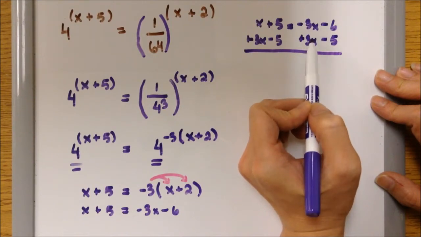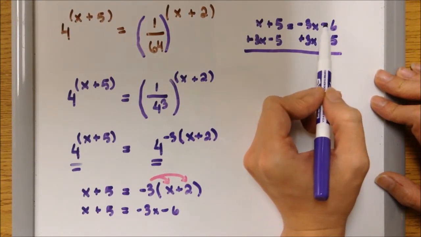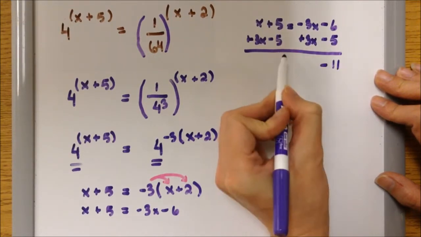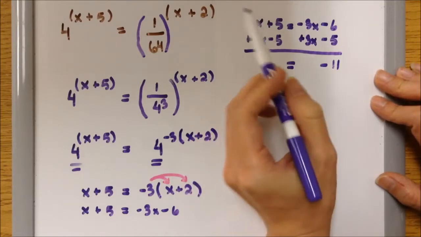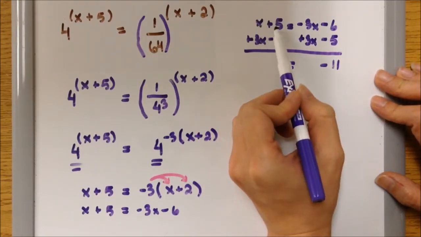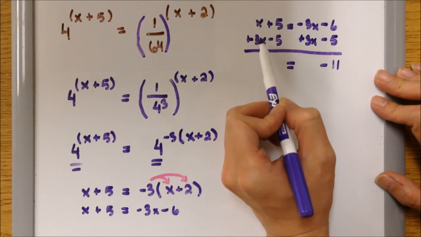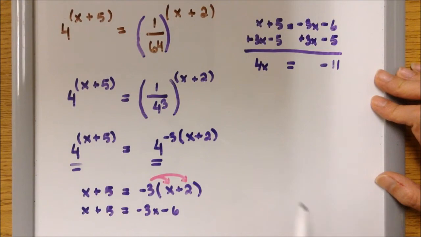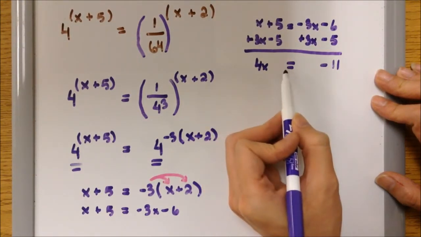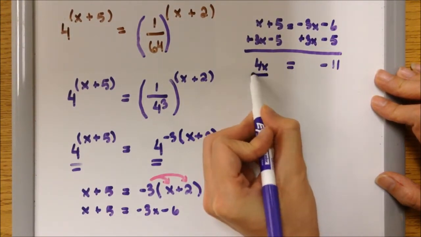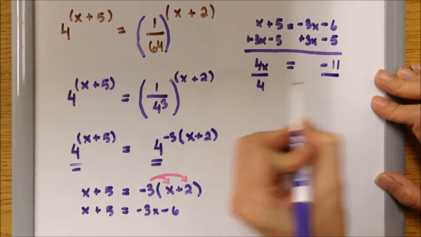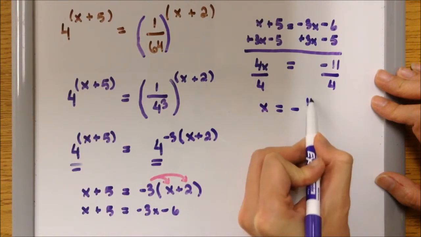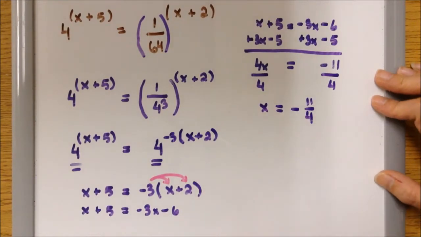So my x's cancel out on the right side, but my numbers remain. So negative 6 minus 5 is negative 11. And then the equal sign. And then on my left side, the 5's cancel out, but my x remains. So x plus 3x is 4x. So we have 4x equals negative 11. I'm going to divide by 4. So x equal negative 11 over 4.